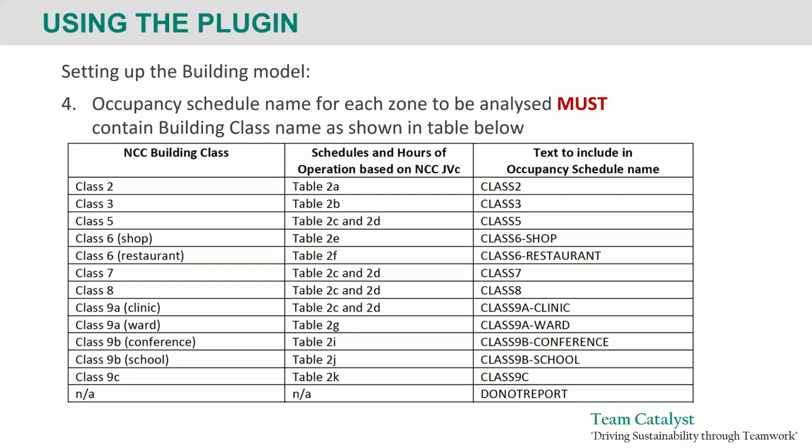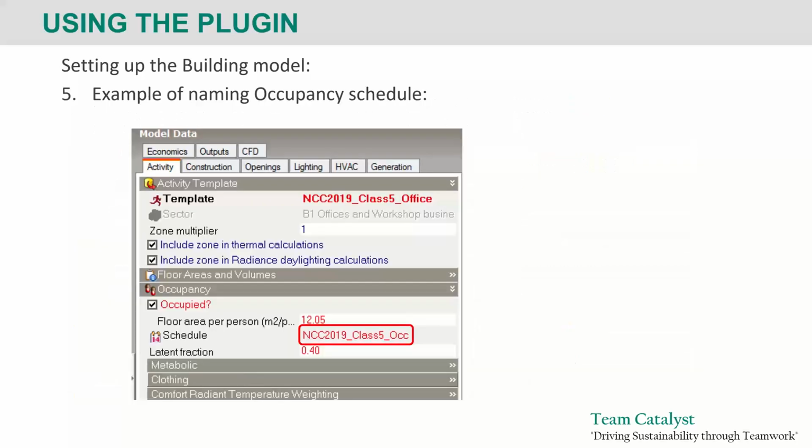So here's an example, a screenshot from DesignBuilder. That's where you're putting in the occupancy schedule. And you can see here that in this occupancy schedule, I've got the words "class 5" in there. And it tells the plugin this is one of the zones that needs to be reported.